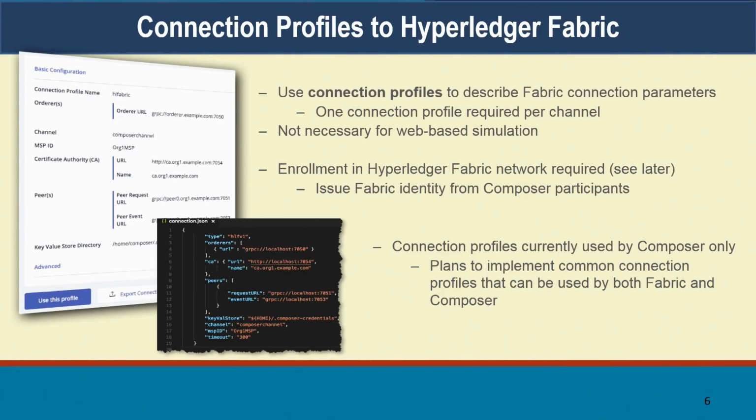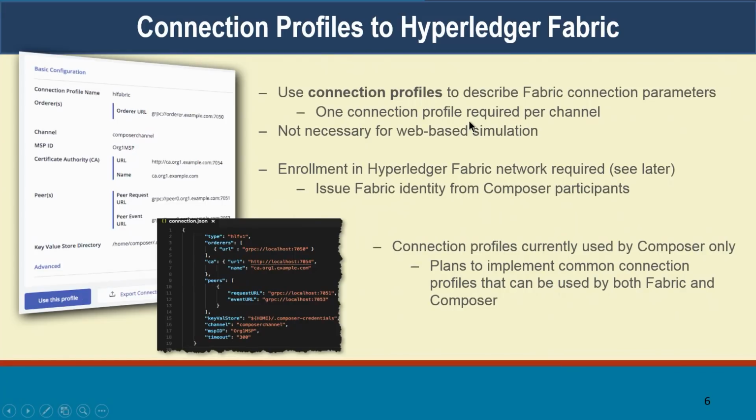Now coming to the connection profile. Right? So this I mentioned is capturing the network configuration itself, the peers, orderer, channels, and so on. So how is this done? You need one connection profile per channel on your Fabric network. So depending on the number of channels, you'll be creating as many connection profiles.